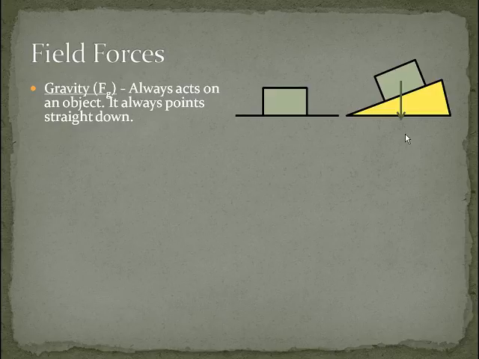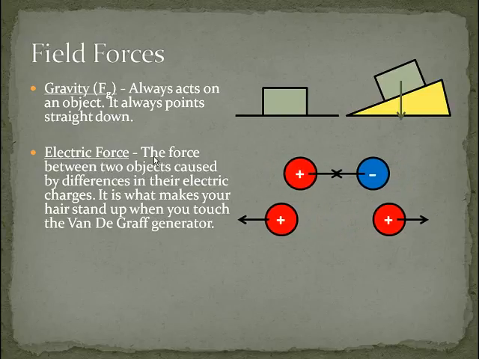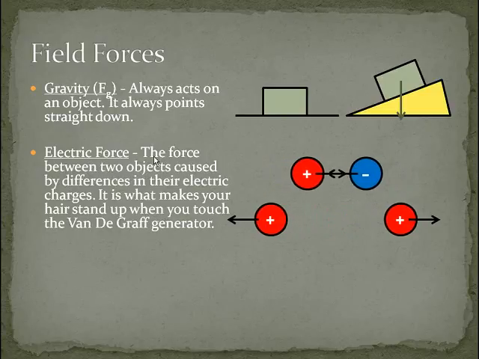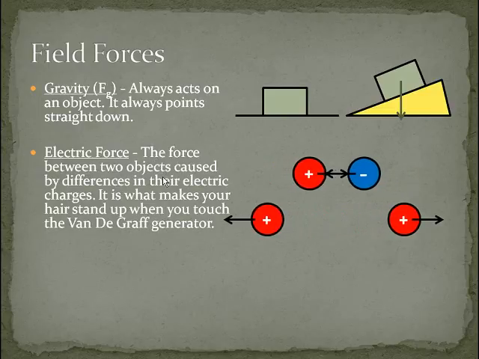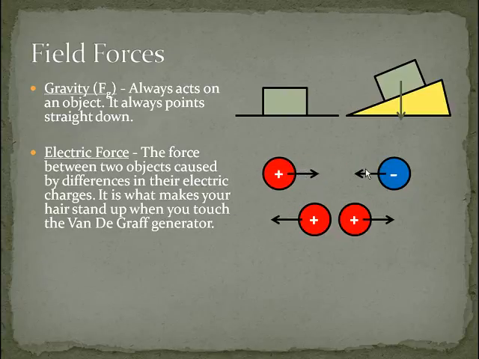The next one is the electric force. This is the force between two charged particles, and if they're different charges, such as this one is positive and this one is negative, they're attractive forces, and so they pull towards each other. And if they're like charges, like this is positive and that one's positive, well, then they're repulsion forces, and they actually push away from each other.